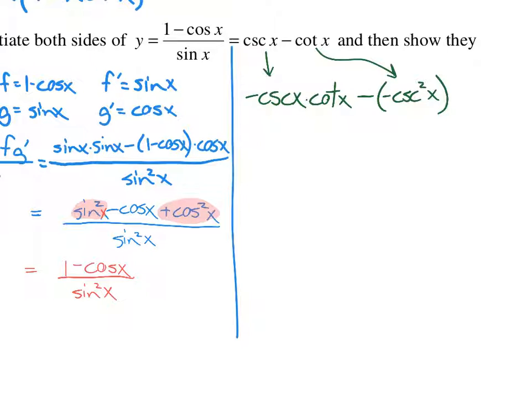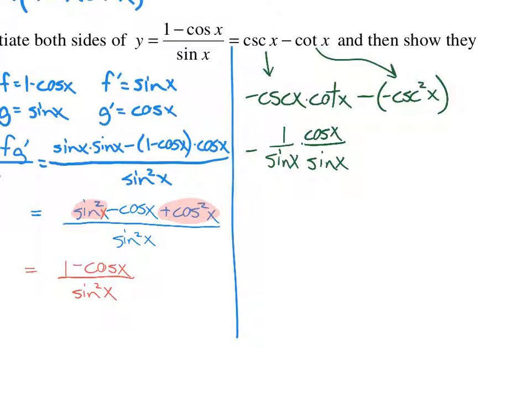All right, so where can we go with this? That looks nothing like what the other side is. We can break everything down into sines and cosines, and you can simplify from there. We have a negative, and what's cosecant? 1 over sine. Cotangent is 1 over tangent, or cosine over sine.